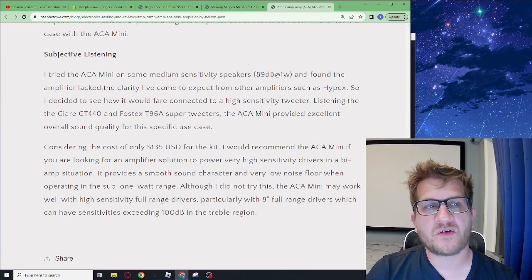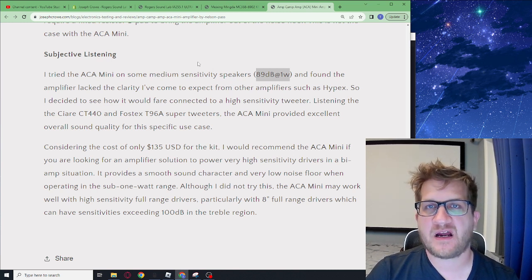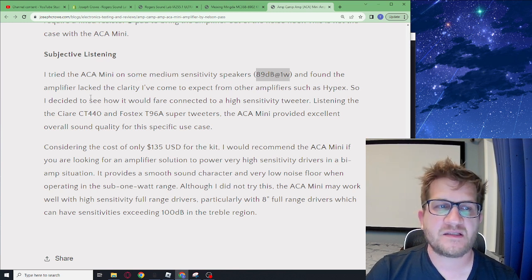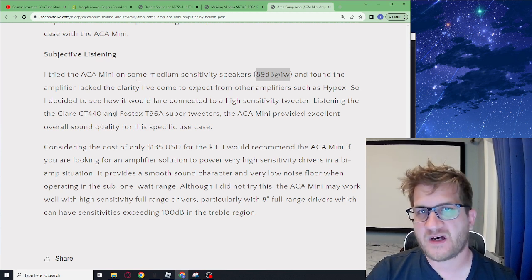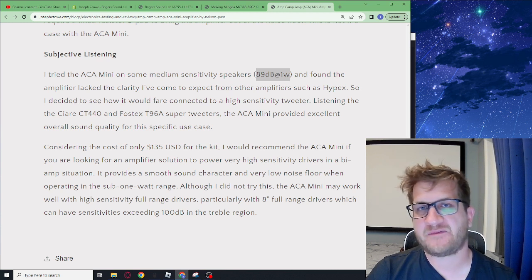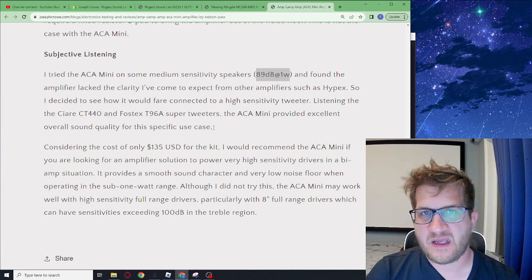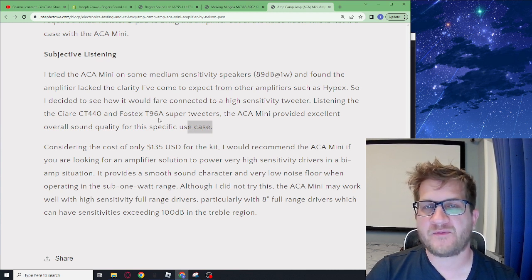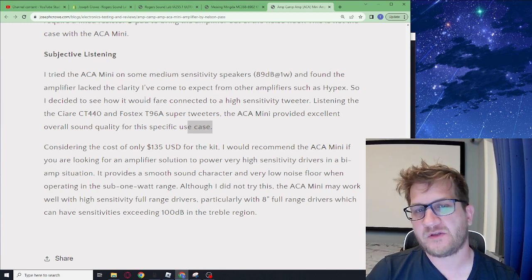Subjective listening. So I tried the ACA Mini with some medium sensitivity speakers, which are 89 dB at 1 watt. And I found that the amplifier lacked the clarity that I've come to expect from other amplifiers, such as Hypex. So I then decided to see how it would fare connected to a high sensitivity tweeter. Listening to the Sierre CT440 and also the Fostex T96A, the ACA Mini provided excellent overall sound quality for this specific use case. So this would be a use case for bi-amping, where you're looking for a very low noise amplifier for powering, low noise, low output power, and also low gain for powering high sensitivity, mid-range, and treble drivers.